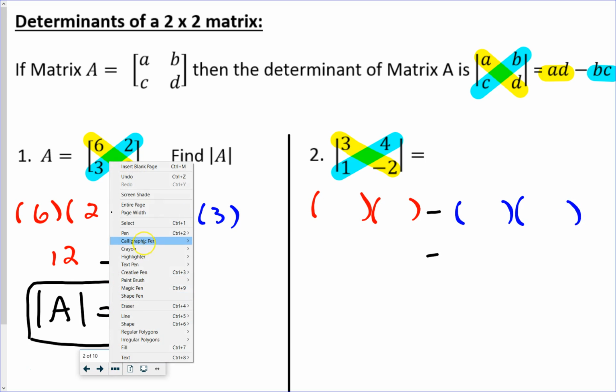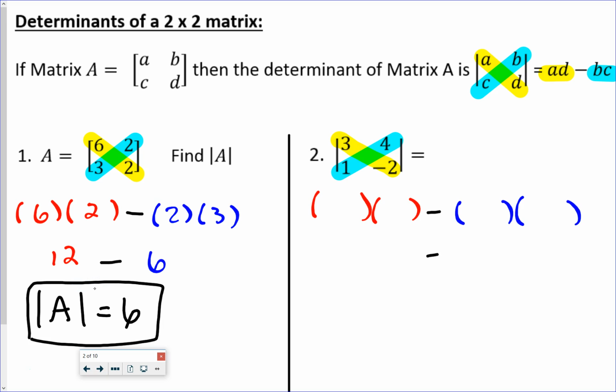All right, help me set up number 2. What am I going to multiply together first? 3, -2. Good. What does that give me?